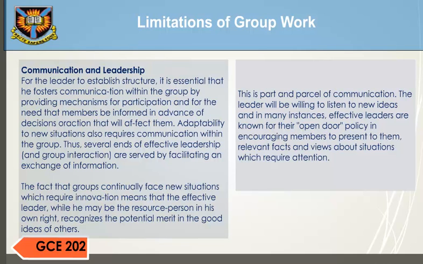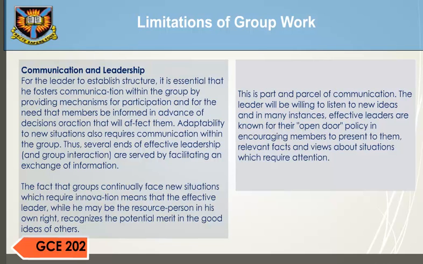Communication and leadership. For the leader to establish structure, it is essential that he fosters communication within the group by providing mechanisms for participation and for the need that members be informed in advance of decisions or action that will affect them. Adaptability to new situations also requires communication within the group. Thus, several ends of effective leadership and group interaction are served by facilitating an exchange of information.